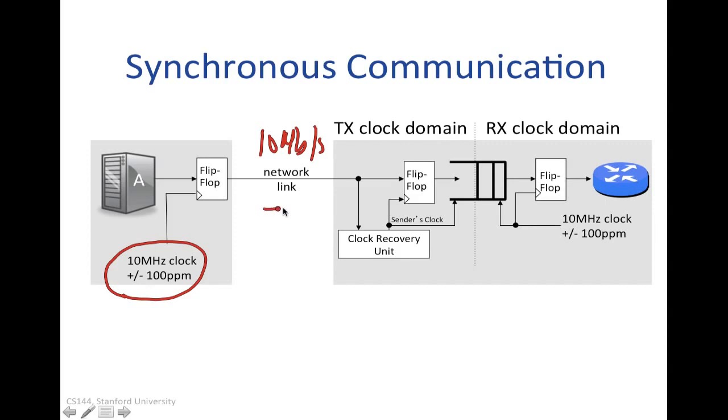When the data arrives, because I'm only sending over one piece of wire, the receiver is going to try and figure out the clock that was used by the sender. And this is in what's called a clock recovery unit or a clock recovery circuit. These are special circuits that take the incoming signal and determine the clock that was used by the sender. It does this by examining the frequency and the phase of the arriving bits, so those bits that were on the wire.